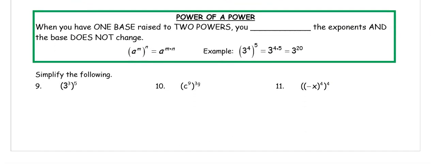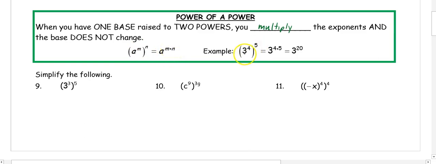Now, the second exponent rule that deals with multiplying is when you have one base raised to two powers. So we're going to have one power inside a parenthesis and one power outside the parentheses. What's going to happen in this case is you are going to multiply the exponents, and the base still does not change. So here we have a to the m, parentheses to the power of n, so it would be a to the m times n.